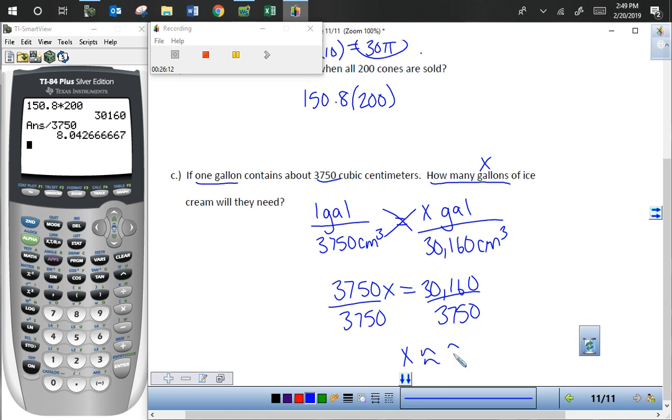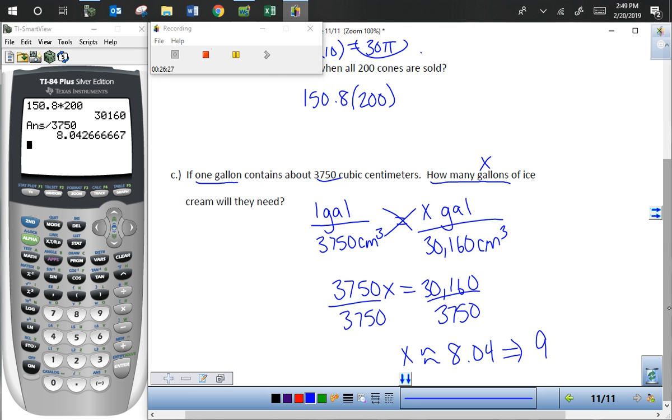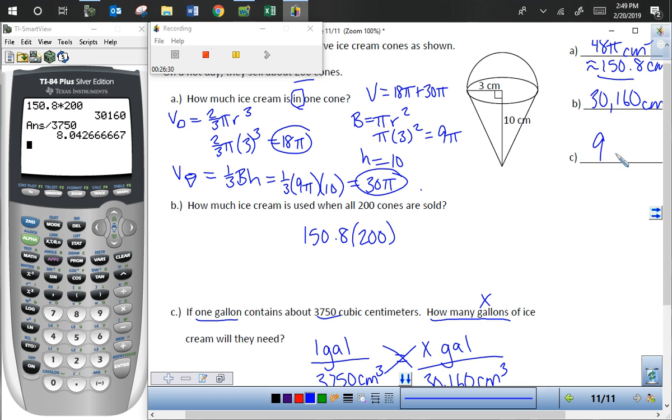So x here is about 8 point, now this number goes to 0.04, but if you need that extra bit of ice cream, 8 gallons wouldn't be enough. Remember, when we're talking about gallons, we need to round up to the next whole number. So we would actually need 9 gallons if we wanted to serve all 200 cones and not leave anybody short. If you have any questions while you're working on your homework, please stop in to see me.